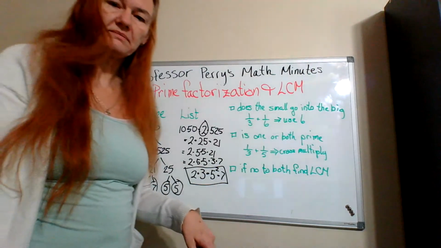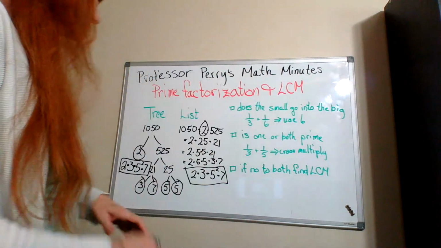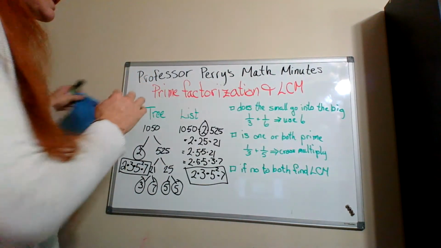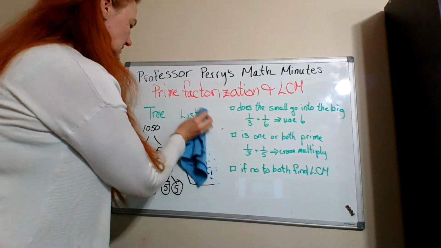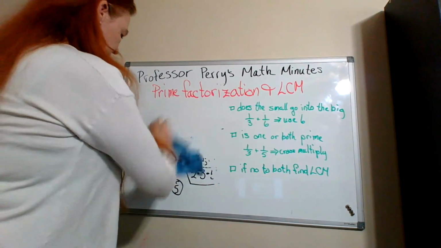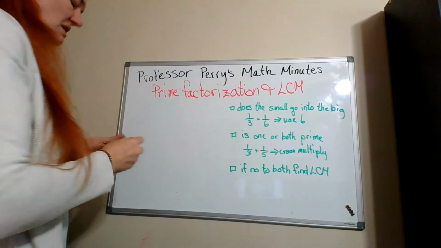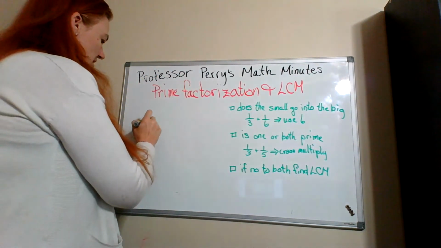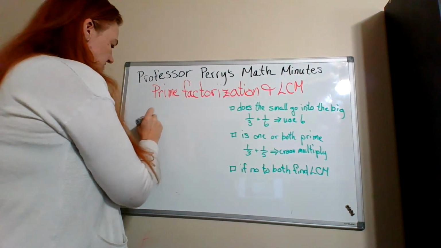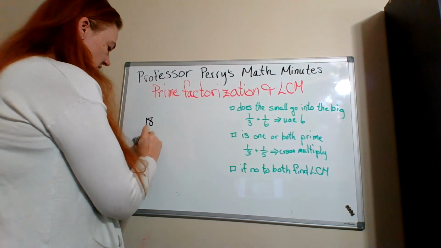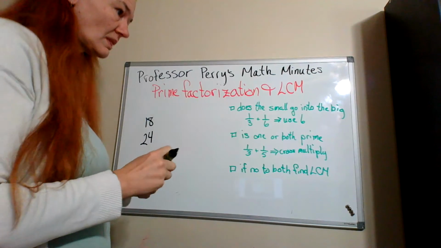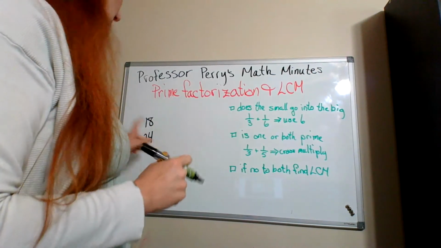Okay. Least common multiple. I'm going to erase this over here so I have room. I want to find the least common multiple of, let's go, 18 and 24.